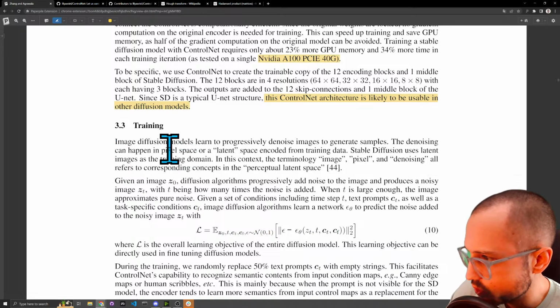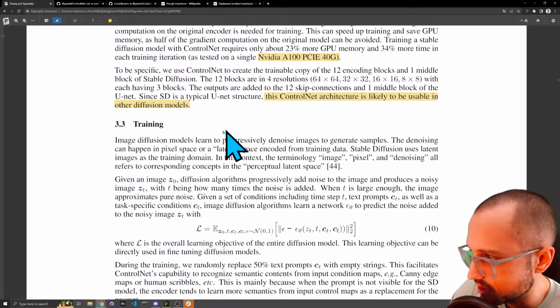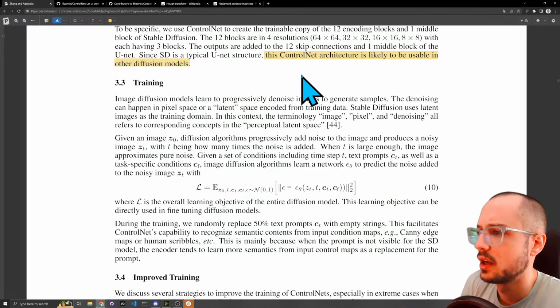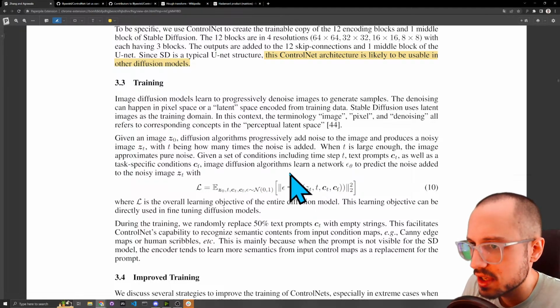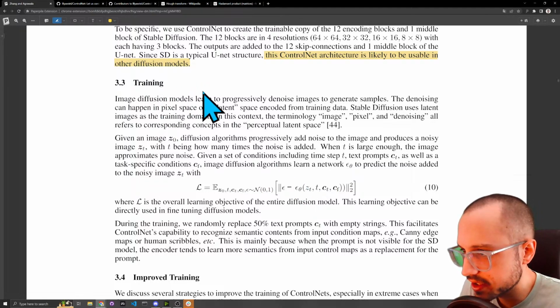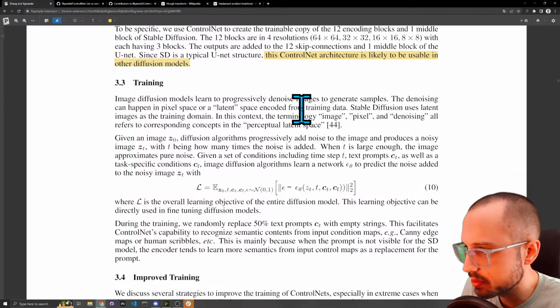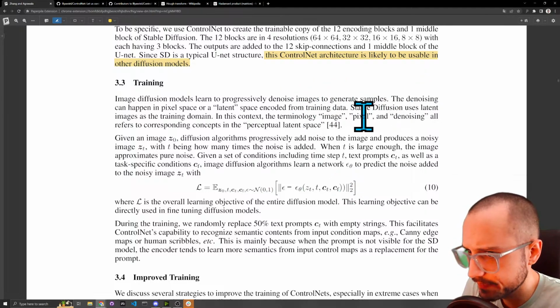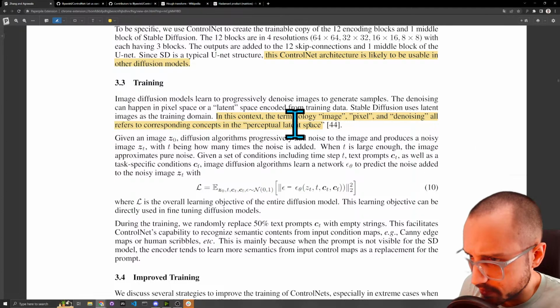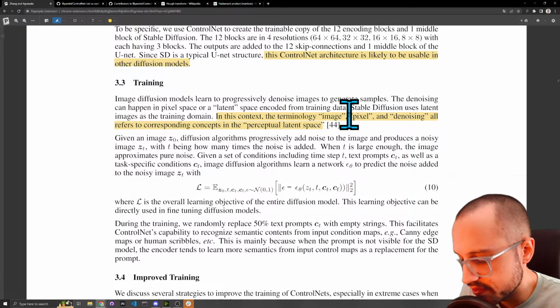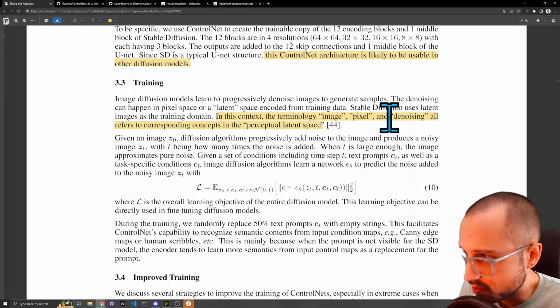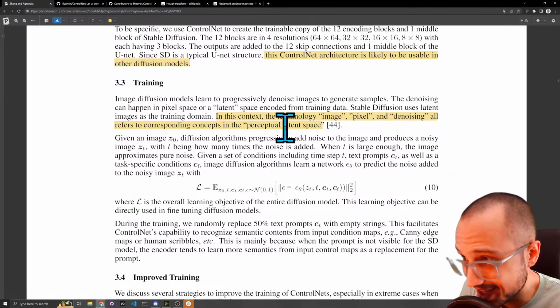Training. Image diffusion models learn to progressively denoise images to generate samples. The denoising can happen in latent space. Encoded from training data, Stable Diffusion uses latent images in the training domain. In this context, the terminology image, pixel, and so on refer to the corresponding concepts in the perceptual latent space. So when they refer to the image, they're really referring to the latent image. When they refer to pixels, they're really referring to individual values inside that latent image. And when they refer to denoising and noising, they're referring to denoising and noising in the latent space.